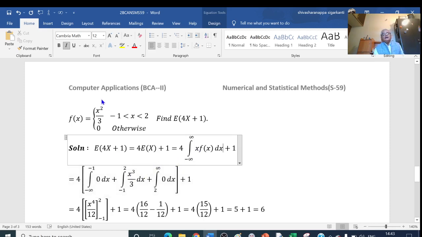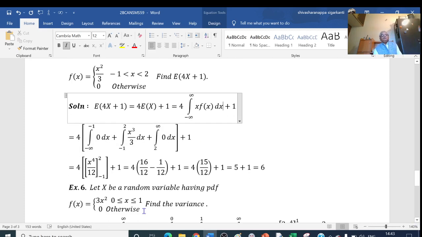Okay, x into f(x) is x cube by 3 into dx, plus 2 to infinity f(x) value is equal to 0, plus this one as it is. Now this is equal to 4 into this value equal to 0, and this value is also equal to 0. Only thing we have to integrate this one here.